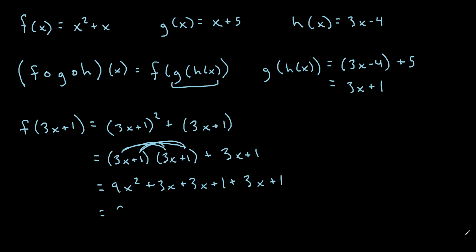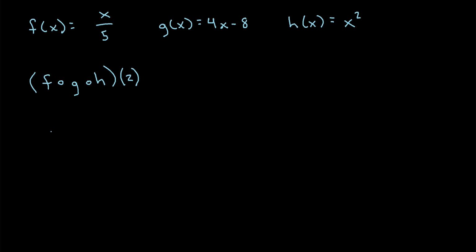So we have 9x squared. Here's a 3x, here's a 3x, here's another 3x, that's 9x if we add all those together. And then plus 1, that's plus 2. So our final answer is 9x squared plus 9x plus 2. That's what f of g of h of x is equal to. All right, let's try another example.